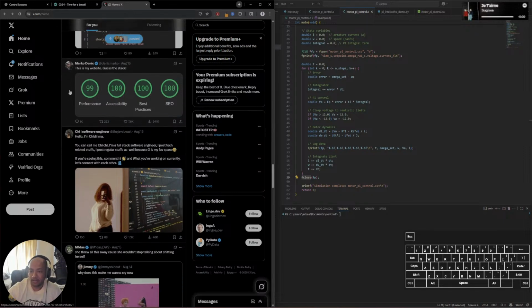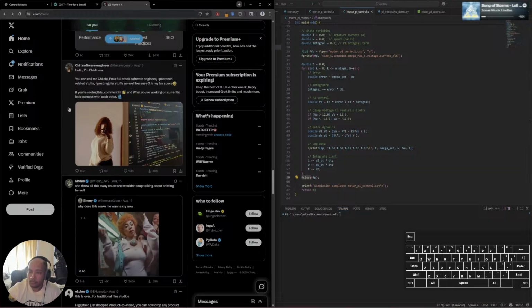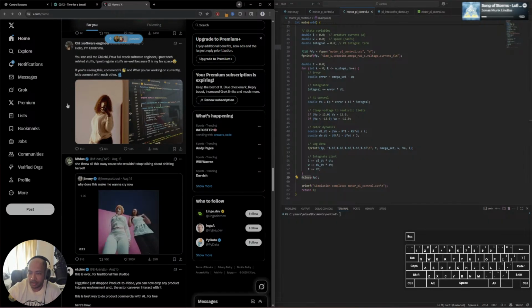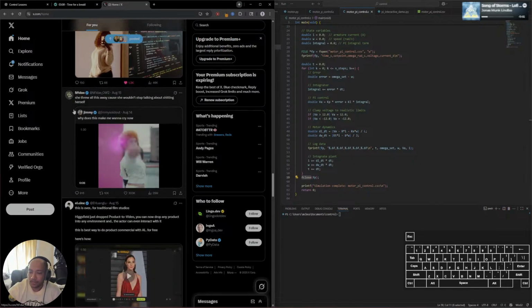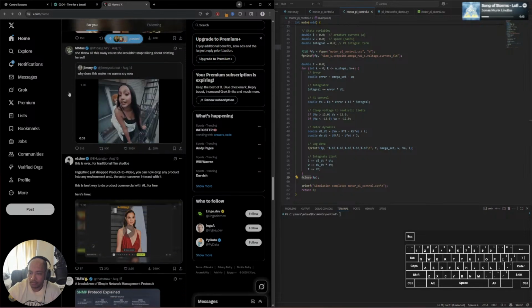This is my website. Guess the stack. 100% SEO, best practices, accessibility. This is clearly an HTML written thing here with just hundreds everywhere. That's your stack. It's just pure HTML. Full stack, software engineering, posts about tech-related stuff. So if you're seeing this comment, say hi. Oh, wow. That's nice. She threw all this away because she wouldn't stop talking about it. But okay.